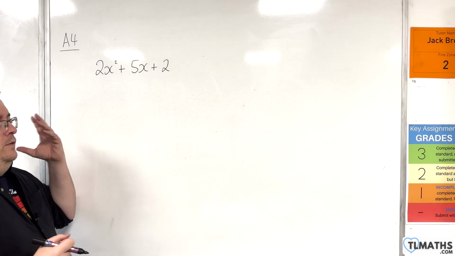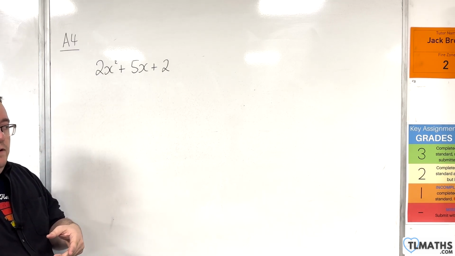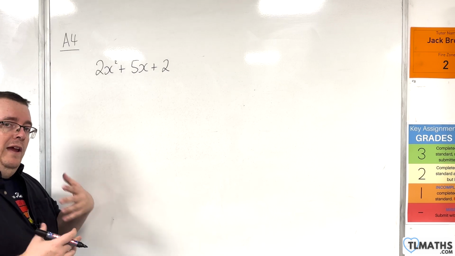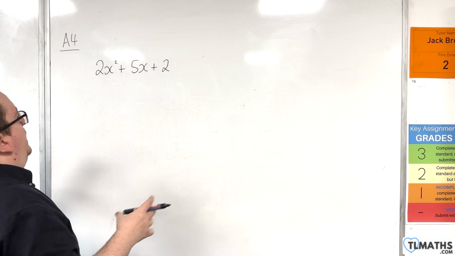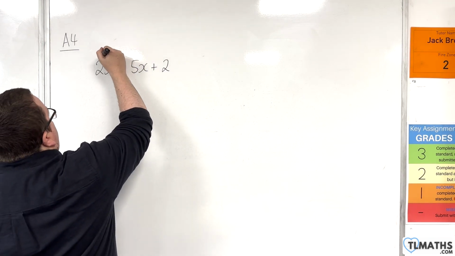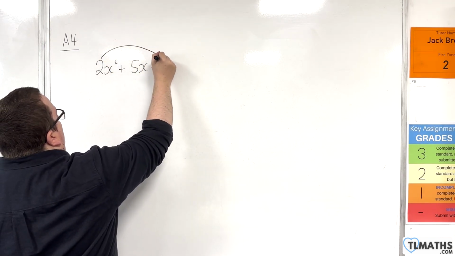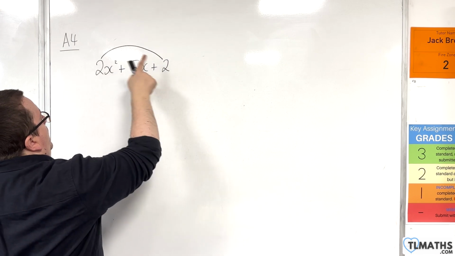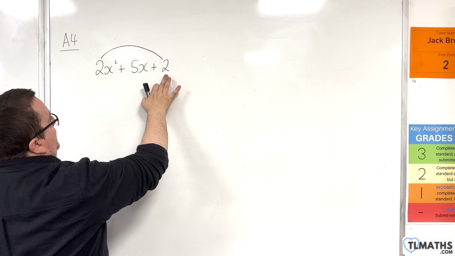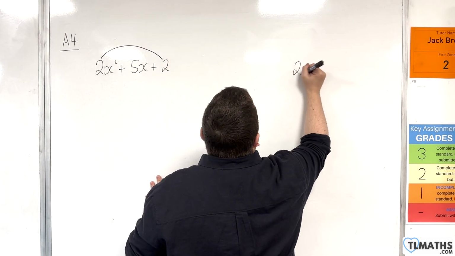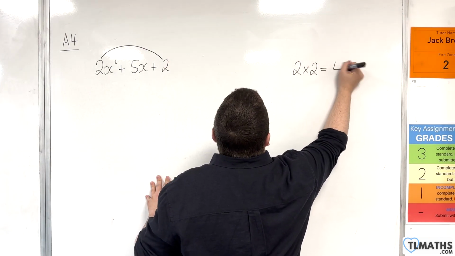So this is the process, without explaining the why yet, but I will get there. What we're going to do is first of all multiply the coefficient of x squared with the constant term at the end. So we're going to multiply the 2 by the 2. So 2 times 2 is 4.